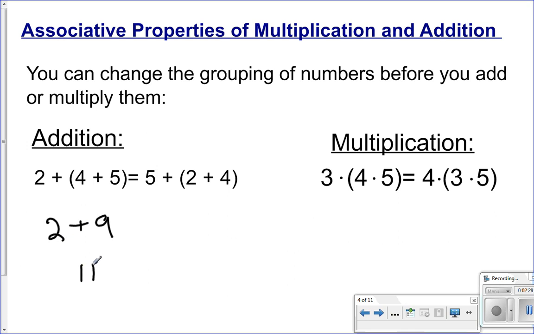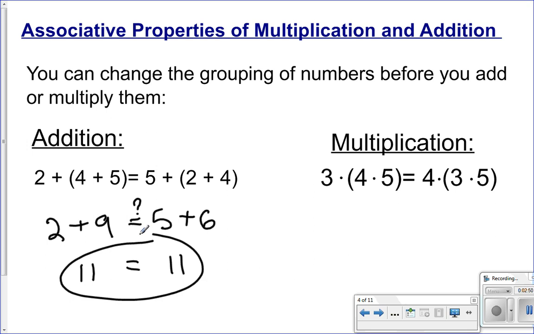Now let's look at the right side. 2 plus 4 equals 6. I'm going to bring down the 5. And we're not sure if these are equal, so I put the question mark there. And then 5 plus 6 equals 11. So yes, it's true.